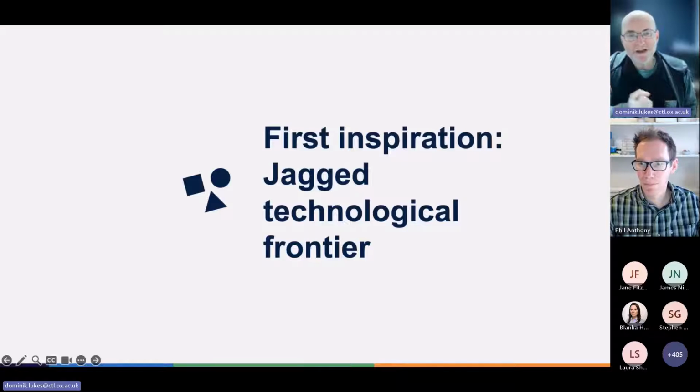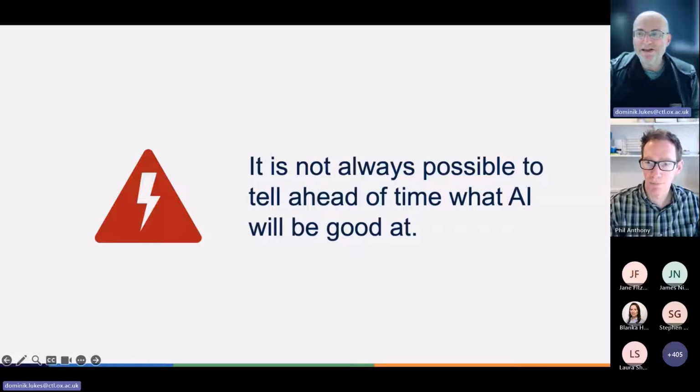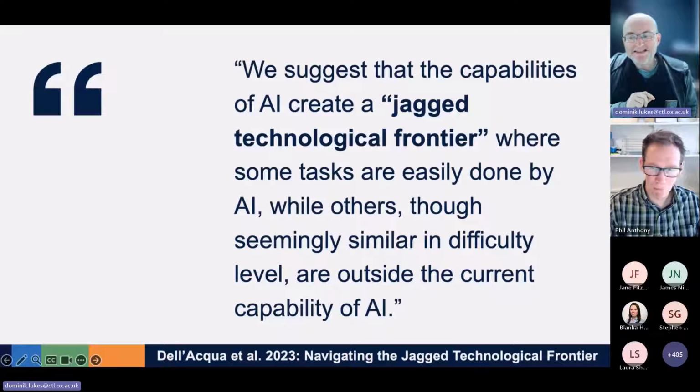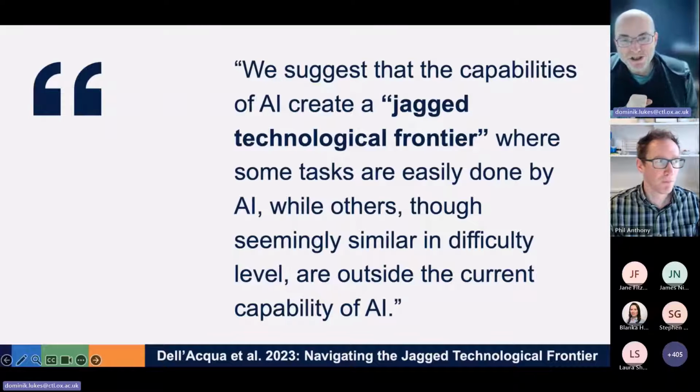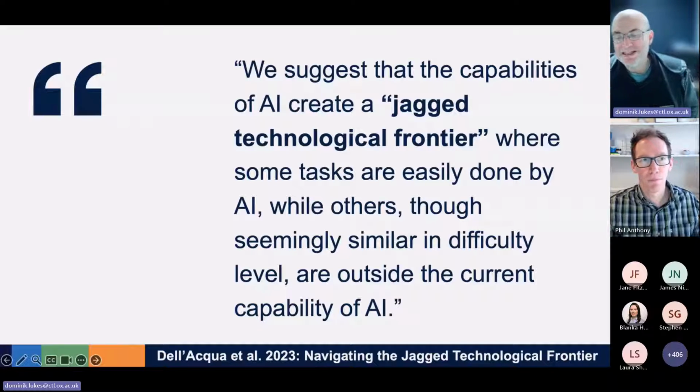And one of the inspirations for this was the idea of the jagged technological frontier, which essentially comes from the problem of not being able to tell ahead of time what AI will be good at. It comes from a paper that came out in September based on some research with consultants, who realized that they don't always know what they can expect AI to be good at. So they suggest that AI creates a jagged technological frontier where some tasks are easily done by AI, while others, which look similar in difficulty, are outside of current capability.